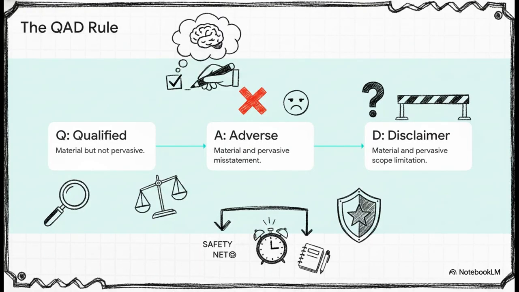And here is your ultimate safety net, the QAD rule. Whenever you sit down to read an SA 705 case study question, before you even process the story they're telling you, immediately write down this QAD rule in the margins of your paper. Q equals material not pervasive. A equals material plus pervasive misstatement. D equals material plus pervasive scope limitation. If you have this written down right there in front of you, your logic is never going to fail under exam pressure.